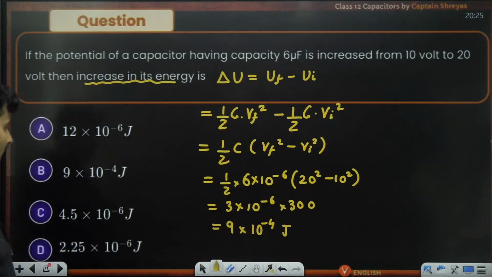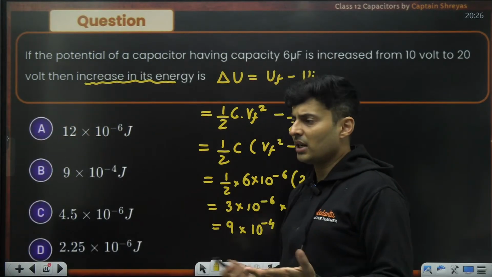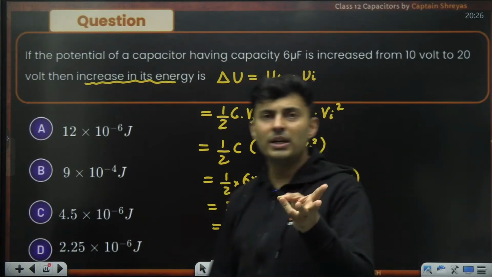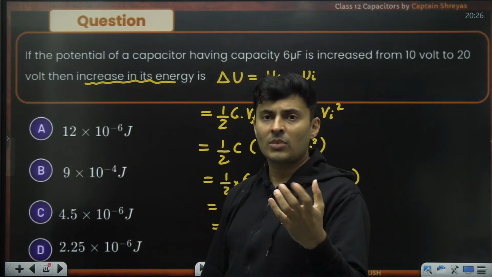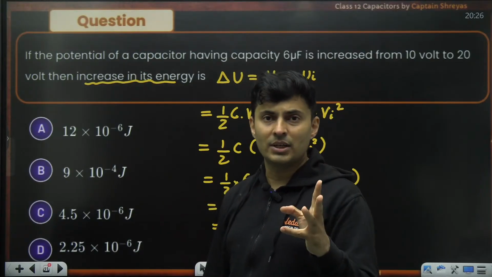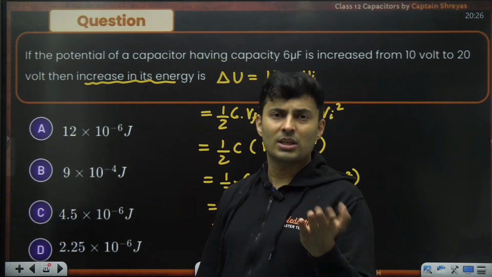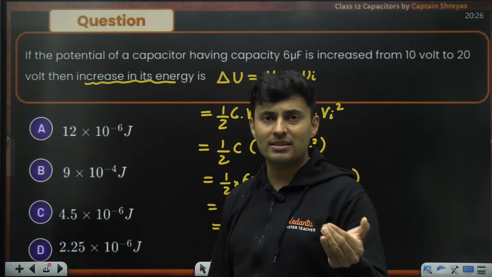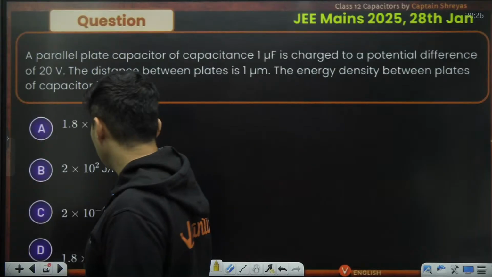Is that absolutely clear, everyone? This is how you solve it. Choice of the formula is very important because you have three options. You need to check whether charge and voltage, capacitance and voltage, or charge and capacitance is given to you. So half CV square for capacitance and voltage, half QV for charge and voltage, and Q square by 2C for charge and capacitance. Okay, moving on to the next one.